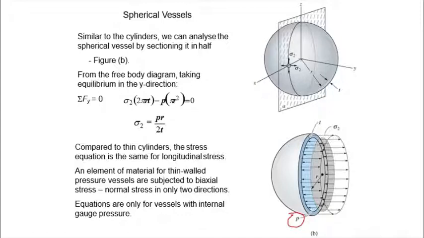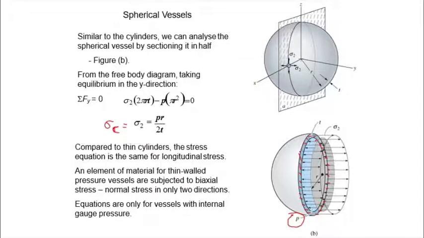Along the section in the wall, this looks similar to the longitudinal stress in the cylinder. So if we solve this, summation of forces in the y direction is equal to 0, then we get the same answer as in the longitudinal stress for the cylinder, except that here this is sigma H or sigma C, sigma circumferential.